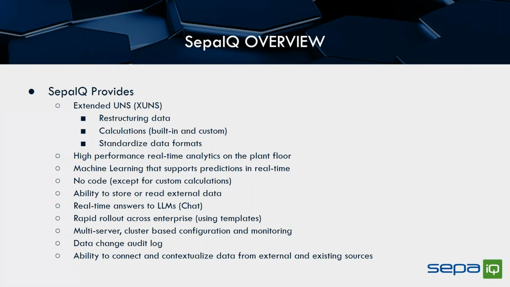We have the ability to store data. So we have 2 different types of data groups. We have a managed data group where you define it in SepaIQ. We'll create the database structure, and when you tell us to record data, we'll do calculations and record that data. We'll do the analysis out, do more calculations, grouping, all that. And we have unmanaged groups, where you have data in some other database. It's created, somebody else manages it, somebody else ingests the data into it. And we just read that data and include that in our own analysis within SepaIQ. Real-time answers on LLMs and chat.